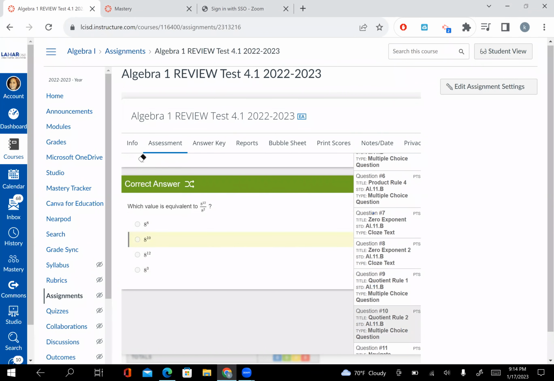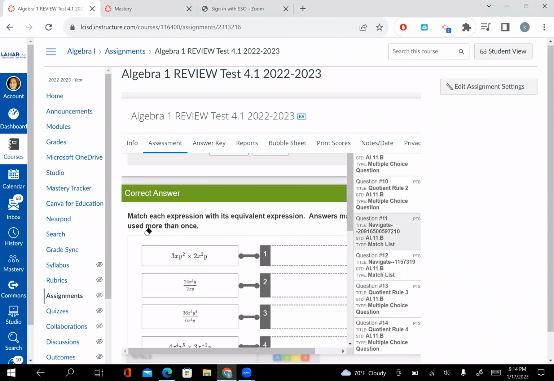All right, here's our next one. We have 8 to the power of 12 being divided by 8 to the power of 2. So again, we're just subtracting our exponents. So 12 minus 2. So we will get 8 to the power of 10. So there you go. Okay. All right, our next question here.